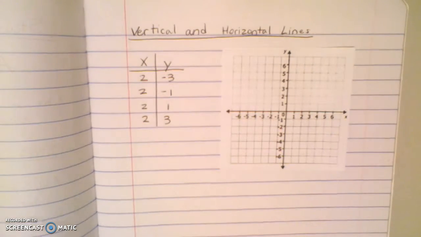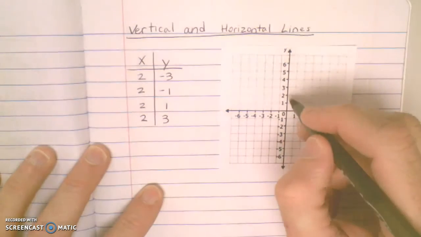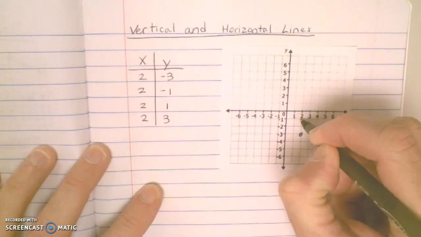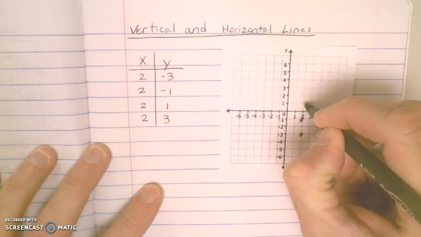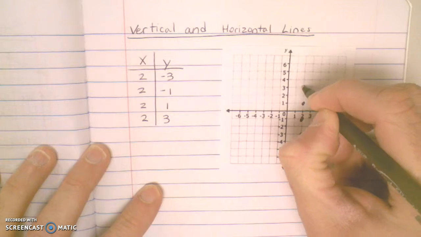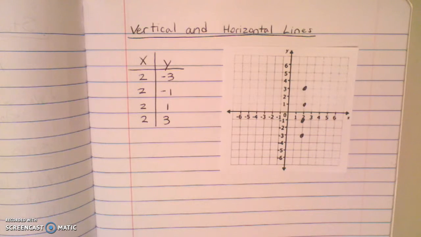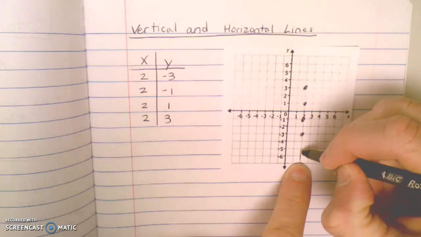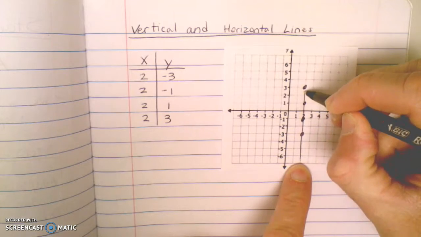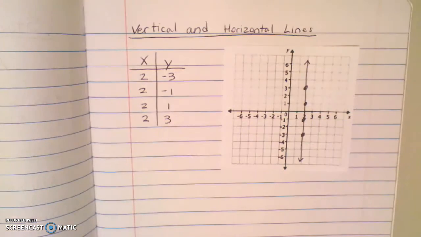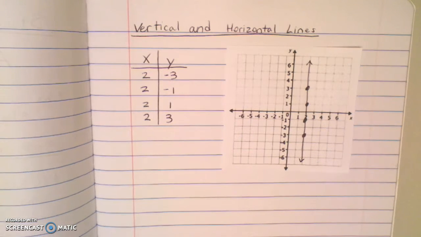Okay, so if we plotted those points, we have 2 comma negative 3 would be down here, 2 comma negative 1, 2 comma 1, and 2 comma 3. So I can draw a line between these points. So this example that we're looking at would be a vertical line.